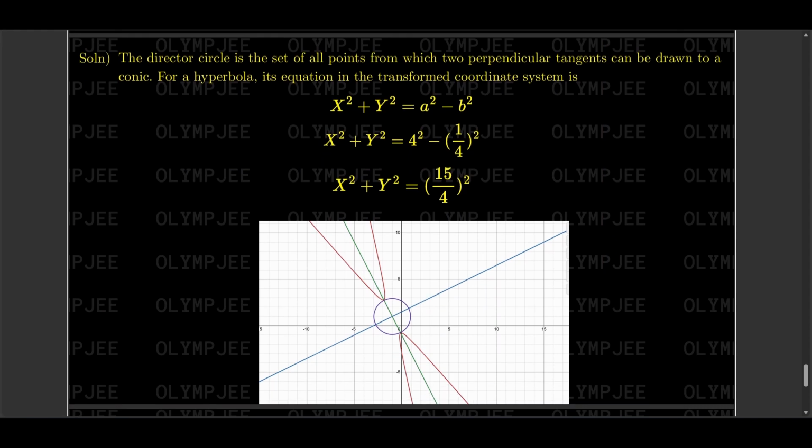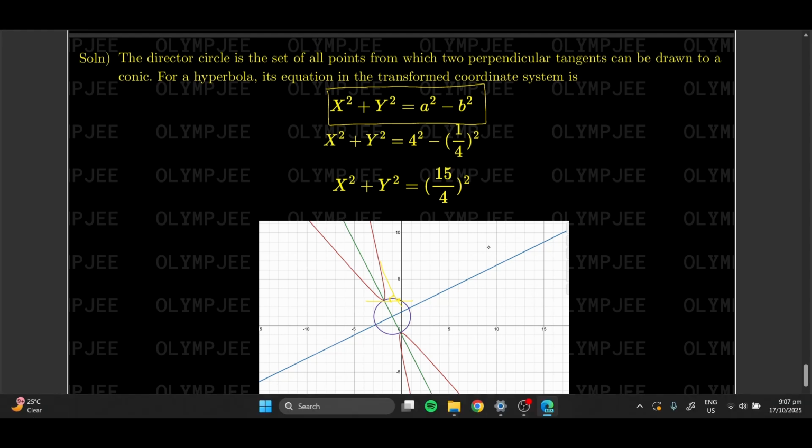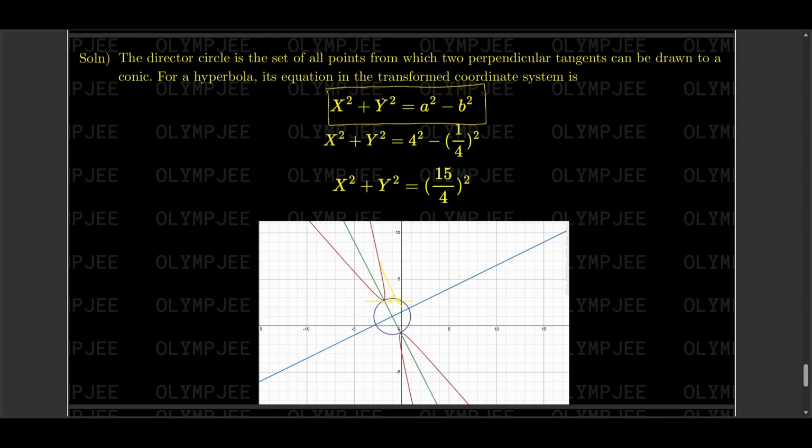So now we need to find out the director circle. The director circle is the set of all points from which two perpendicular tangents can be drawn to a conic. So from this point, if I draw two tangents, they will be perpendicular here. We know the equation of the director circle with respect to the standard coordinate system, which is this tilted coordinate system. This is given as capital X square plus Y square is equal to a square minus b square.